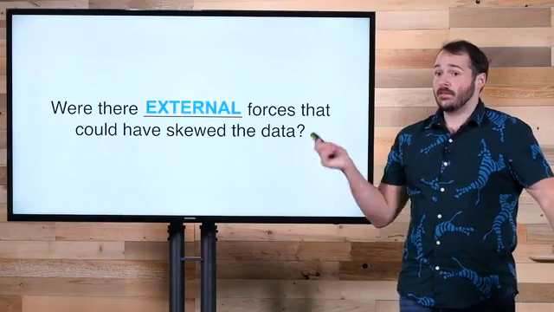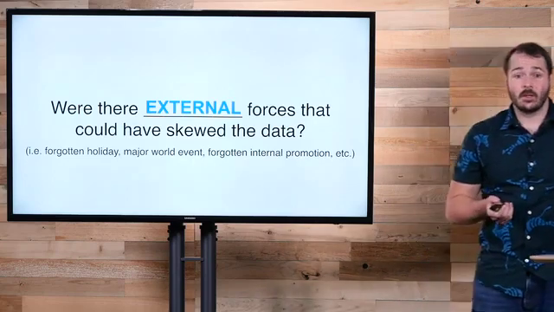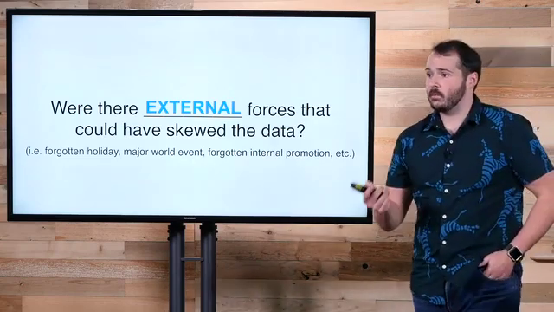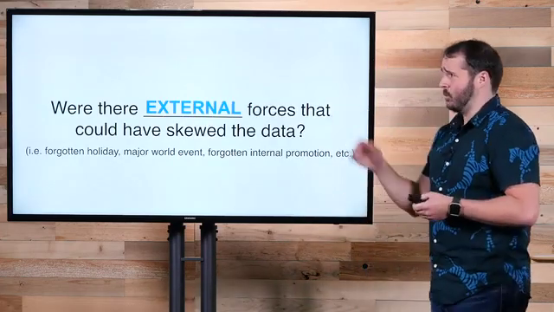Were there external forces that could have skewed the data? These are the biggies. Forgotten holidays, major world events, forgotten internal promotion. We have to talk about these things a lot when we show all of our metrics on Wednesdays. We might have a week where we're like, gosh, man, we're not running that much paid traffic. We have this many trials. That's amazing. And it goes, well, we mailed it. So we use the same kind of structure on the back end, which could make you think if you're running a split test and that structure was your goal, that could swing it.